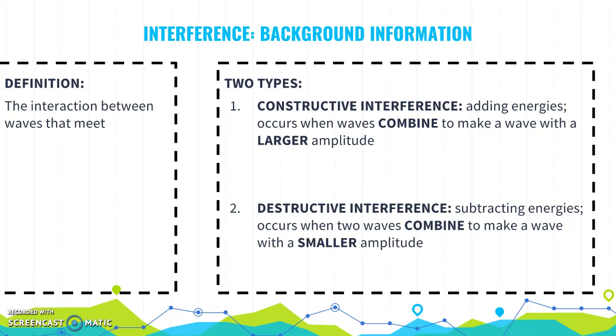The first one is constructive interference, which is when energies are being added. This occurs when waves combine to make a wave with a larger amplitude. So think constructive means bigger. The second type of interference is destructive interference, which is the subtracting of energies, and this occurs when 2 waves combine to make a wave with a smaller amplitude. So destructive, think about when you are being destructive, you're tearing things down, you're making things smaller, and when you're being constructive, you're constructing something into a larger version.